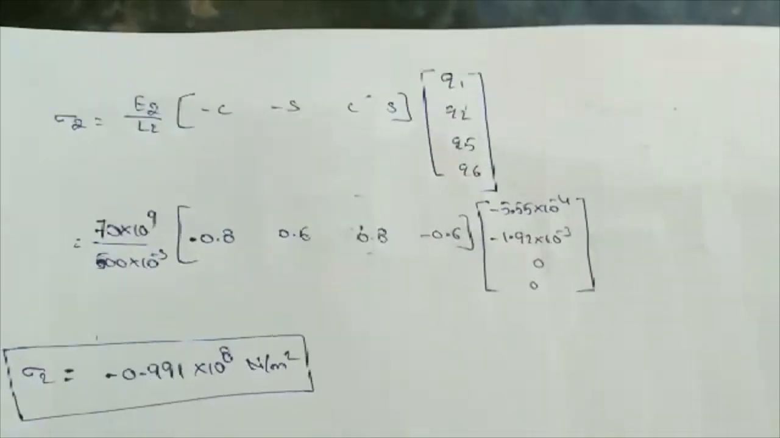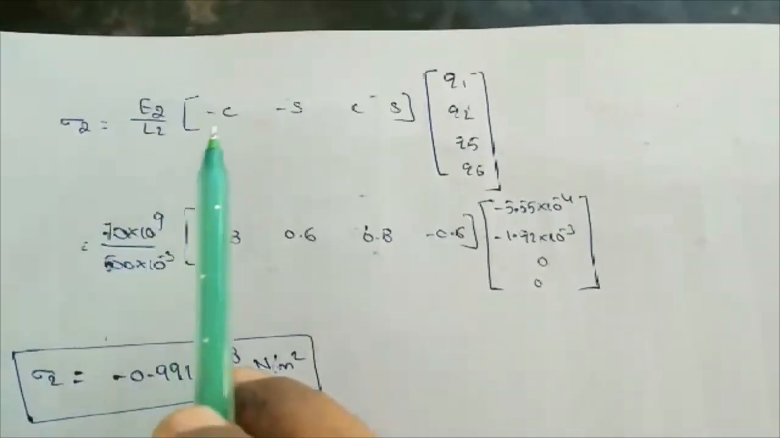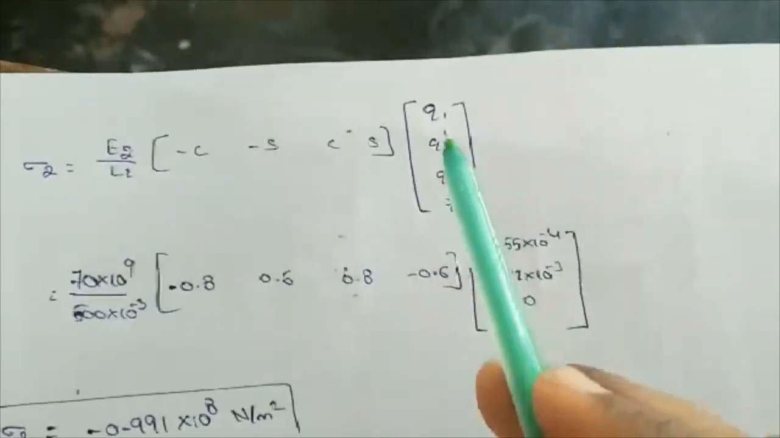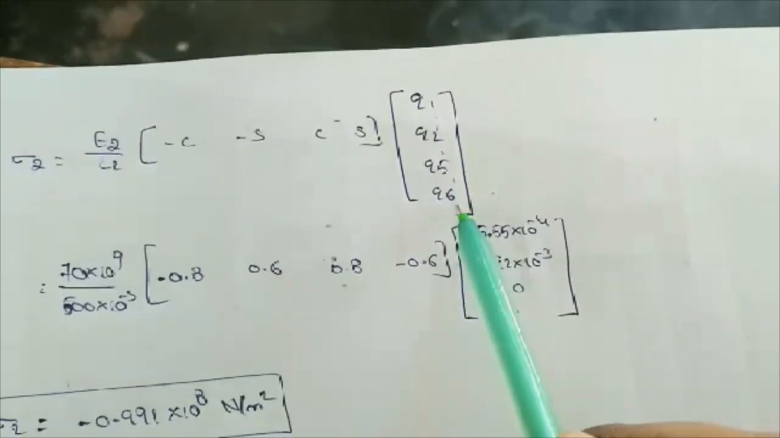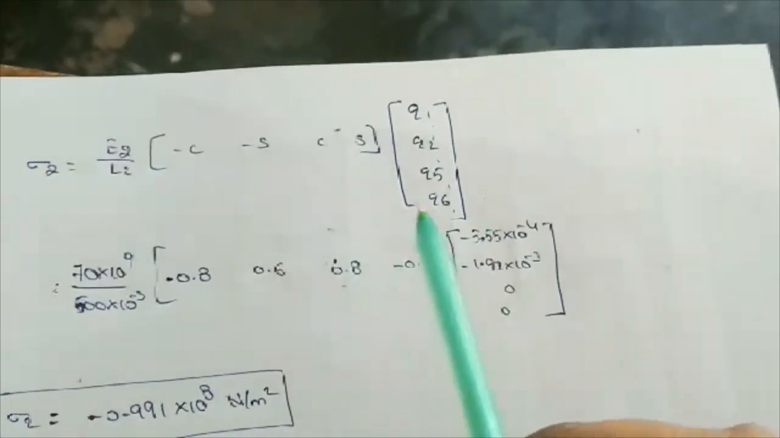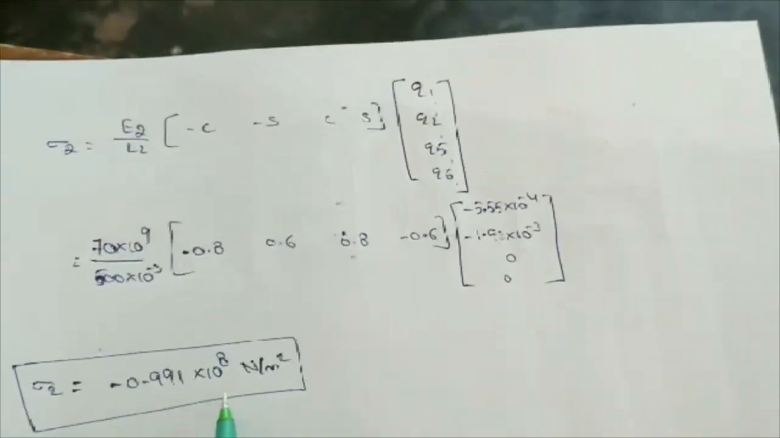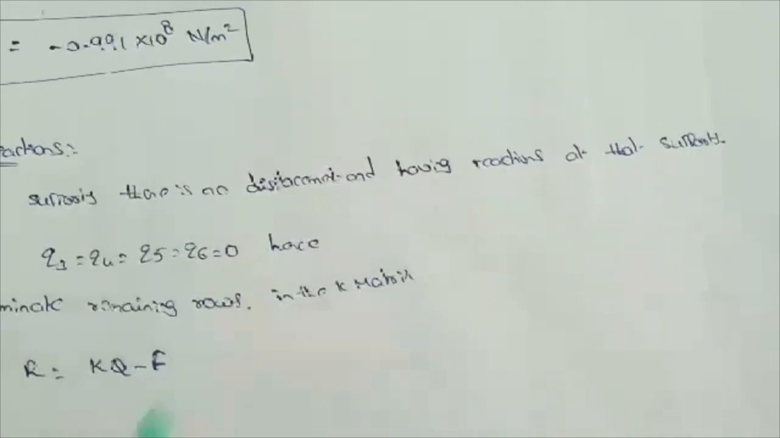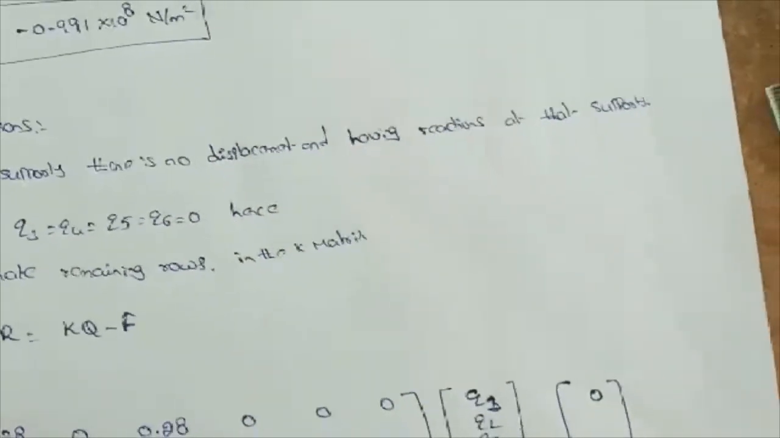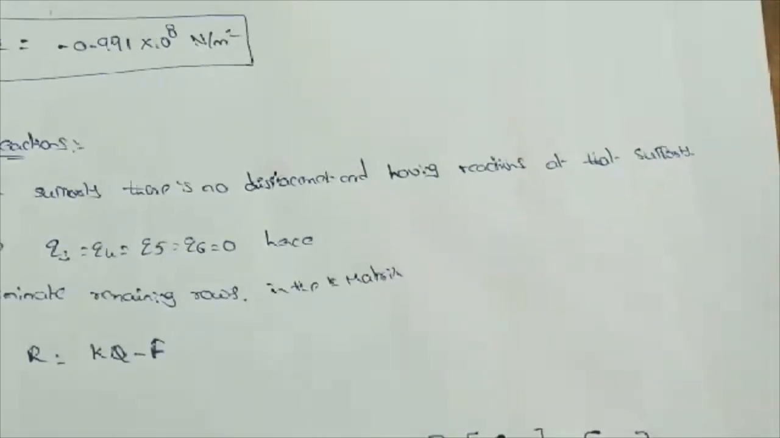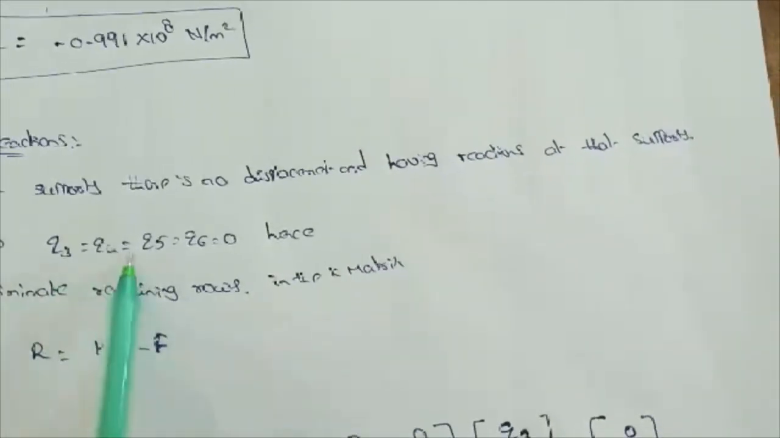After that, you have to calculate sigma 2. Here element number 2 has nodal numbers 1 and 3, with displacements Q1, Q2, Q4, Q6. Substitute all the values, which you already know, and you will get the value of sigma 2. Whereas to find the reactions at supports: there is no displacement, so reactions come only at the places where the supports are, since Q3, Q4, Q5, Q6 are 0.